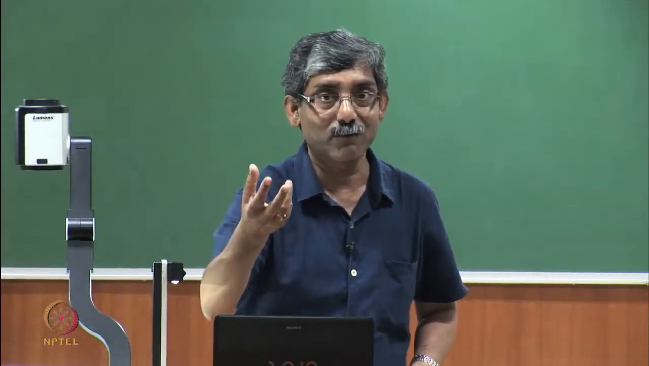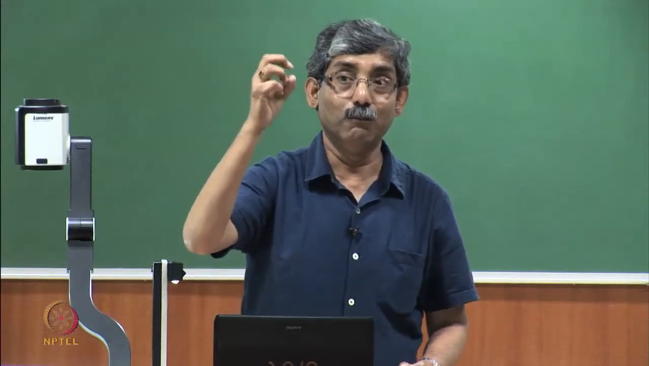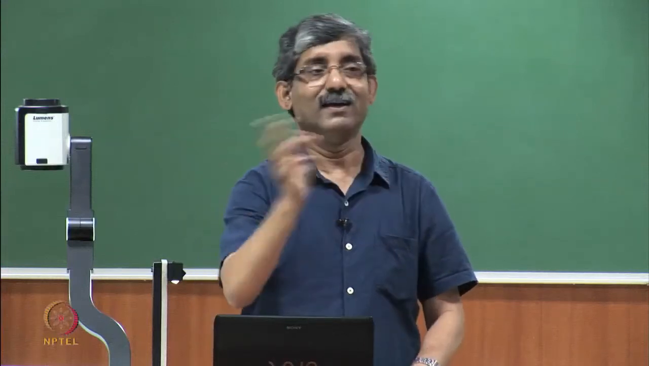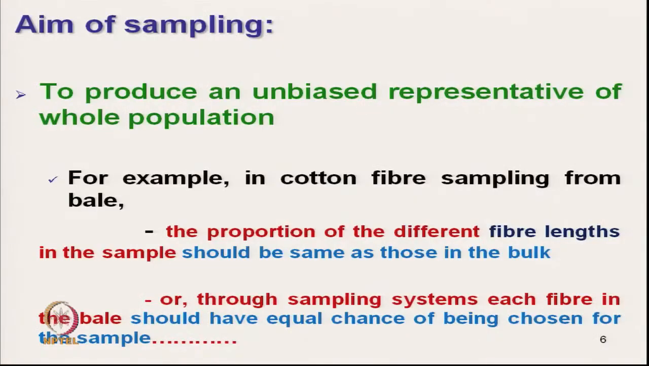If we take the sample from the bale or from the bulk at random, from random places, then we can tell. But if we have some bias, then we will not get this same proportion. Through the sampling system, each fiber in the bale should have an equal chance of being chosen for sampling. So, you are giving all the fibers an equal chance to get selected.